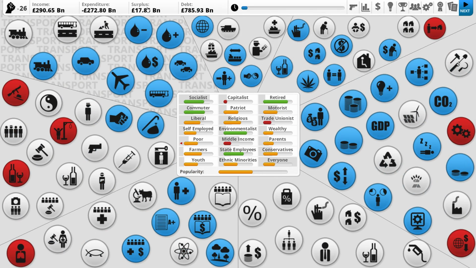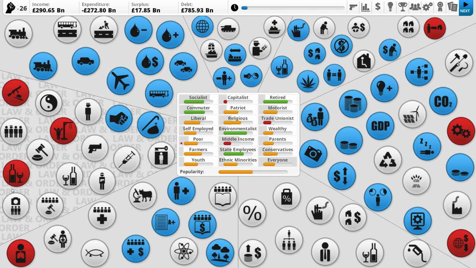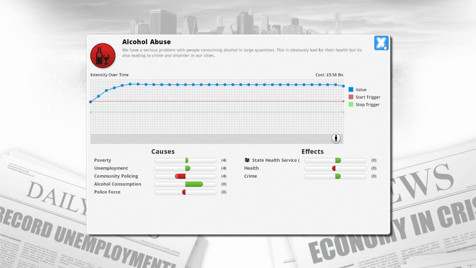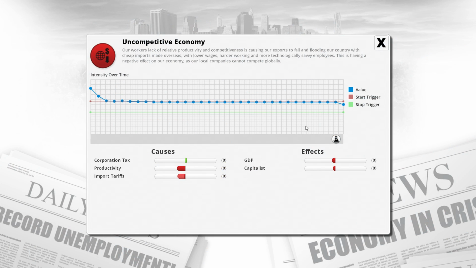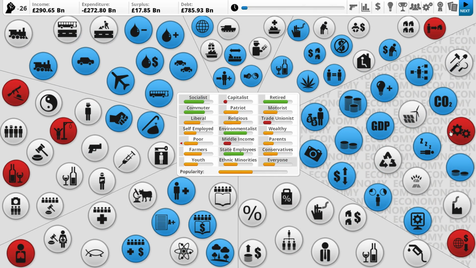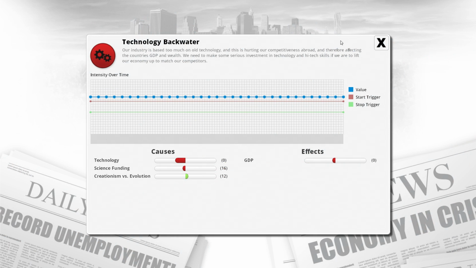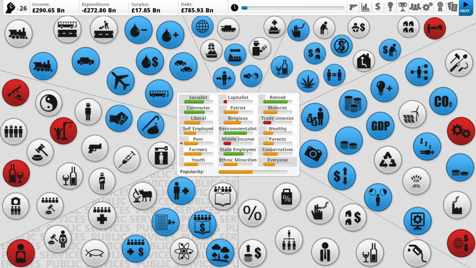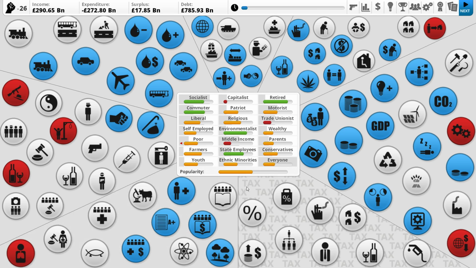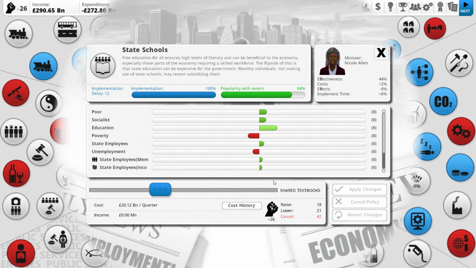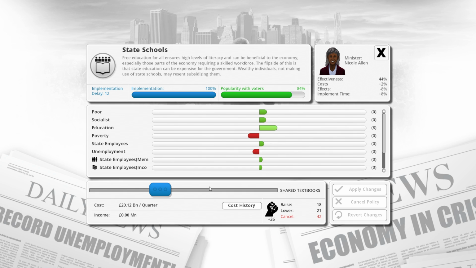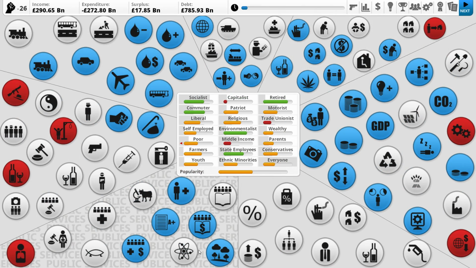So that's because we still have a surplus, I think. And of course we've increased the alcohol tax. Uncompetitive economy is going down as well. Now the only thing we still have is the technology backwater. We can change that by increasing the state schools, I think. Yes, that's not that good. They have shared textbooks and you can crank it up all the way to student laptops, but I don't think I'm going to start with that.